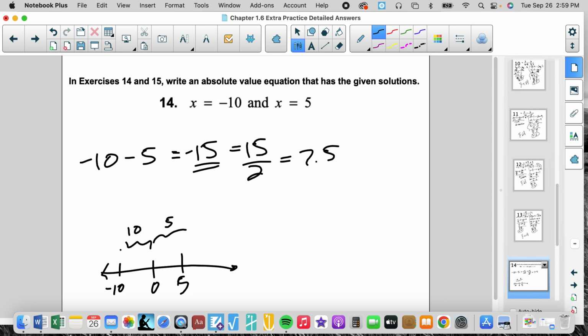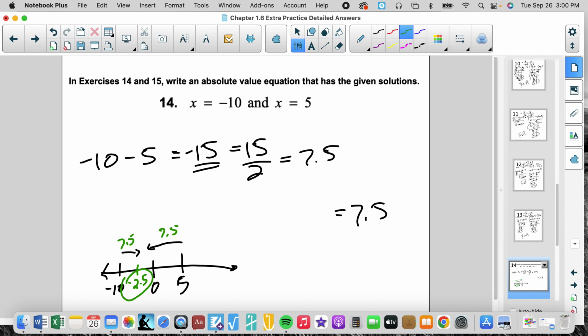Okay? Now, the middle of that. So what is the shift? So I know my absolute value, my space between those is going to be 15, so half of it. So I would go 7.5 in and 7.5 in. And where would that take me to? That would take me to -2.5, because -10, 7.5, and 7.5 would take you to 5.